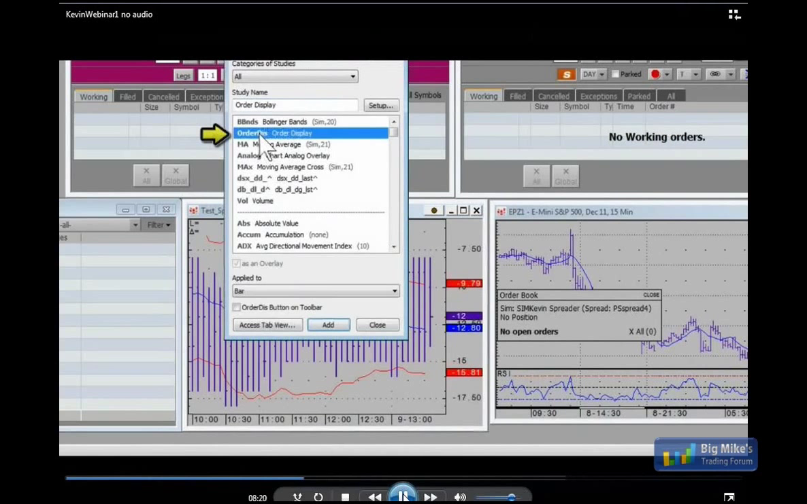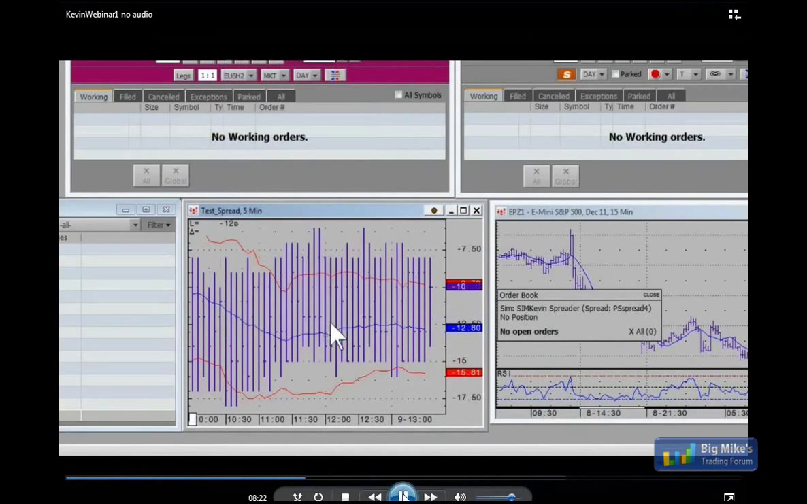In addition to the Bollinger Band study, in this video I've also added the study called Order Display. Order Display is nice because it will actually show me any working orders at the levels that I'm working them on the chart. And in addition, it will also show me any previous fills I have on the buy side and on the sell side, which appear by default as small triangles, so I can look throughout the trading session and see where I'm getting into these spreads and where I'm getting out of these spreads.